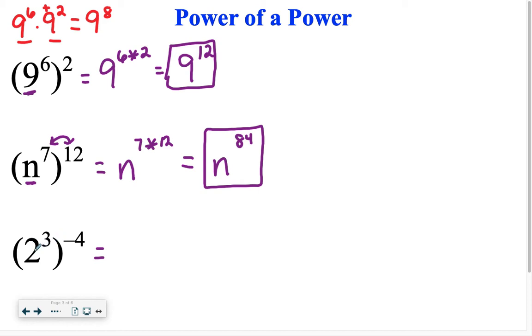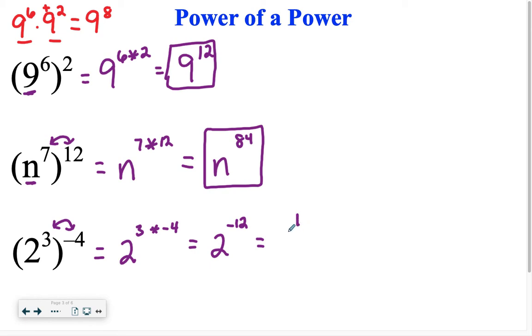So then I have 2 raised to the 3rd power raised to the negative 4th power. Again, I'm just going to multiply. Even though there's a positive and a negative, it works just the same. So this would become 2 to the negative 12th power, because a positive times negative is negative, and 3 times 4 is 12. Now the difference is I don't want you to write answers with negative exponents.